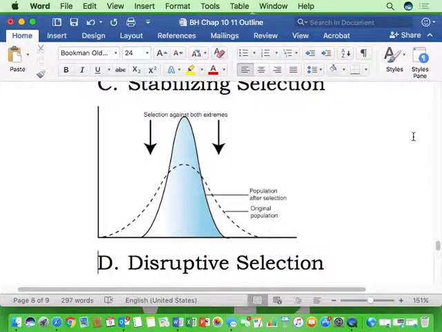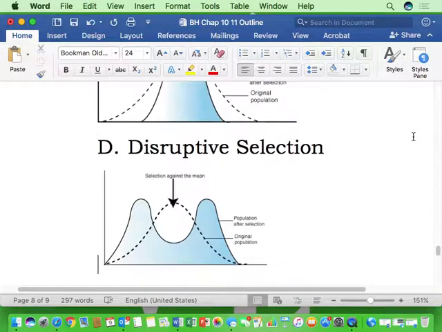Disruptive selection is when the two extreme phenotypes are favored. So the intermediate is not favored. It's where the two extreme phenotypes are favored.